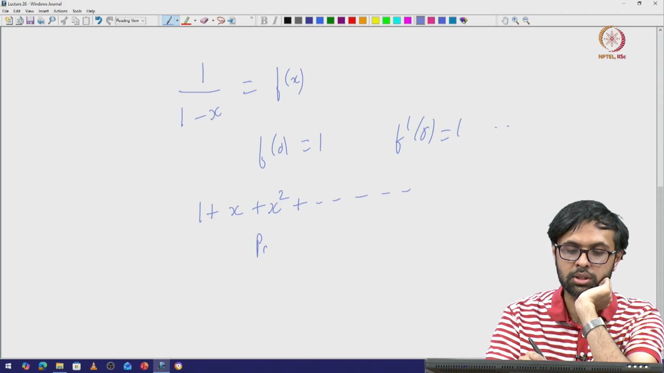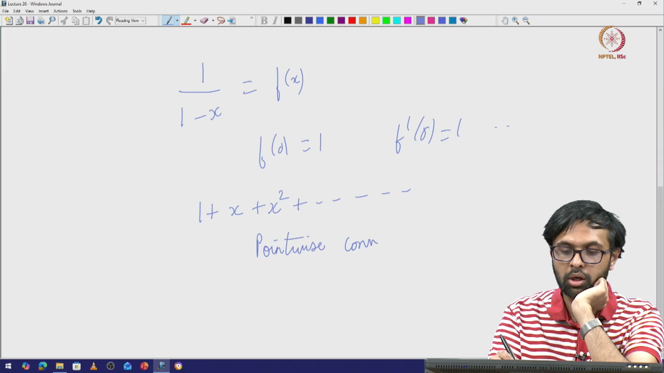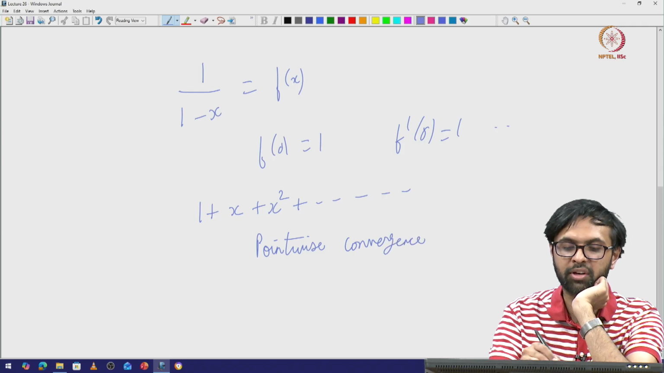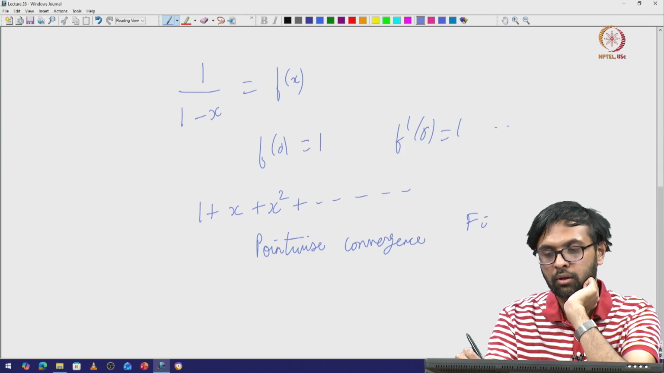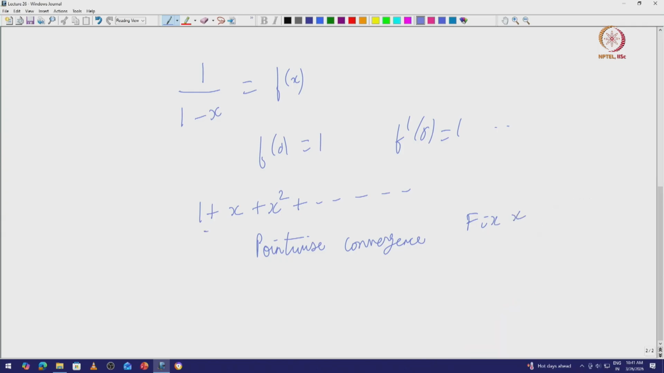Well, the simplest notion is the notion of pointwise convergence. Right? Recall that means the following: you fix the value of x and you look at this series as a series of numbers, right? Maybe from 0 to infinity if you prefer. We all know that if a series converges, then the limit as n goes to infinity of a_n must be 0.